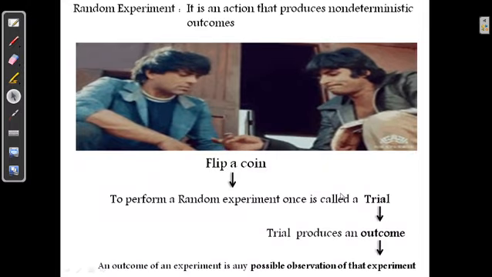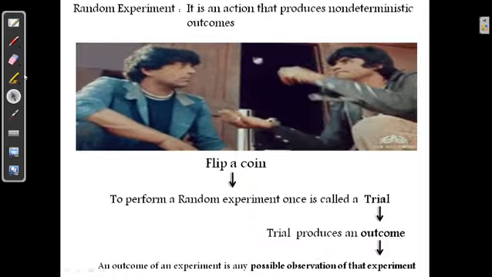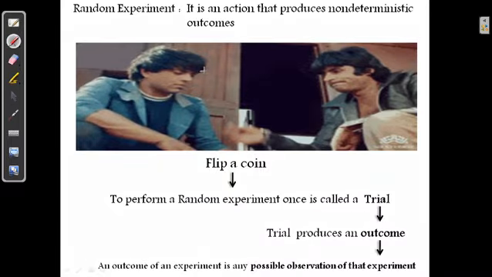So what is an outcome? An outcome of an experiment is any possible observation of that experiment. So when I say outcome, you just understand that. When you flip a coin, what should be the output? Either it should be head or it should be a tail. So the trial produces an outcome, and the outcome is either head or tail. What is the expected outcome? Either it should get head or it should get a tail. That is the possible observation of that experiment.